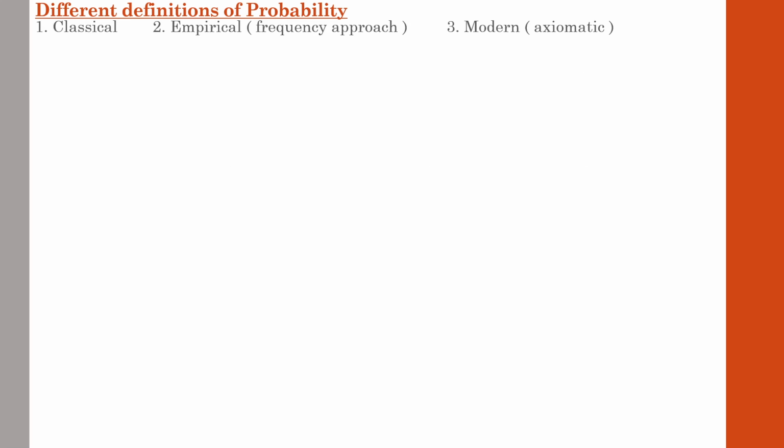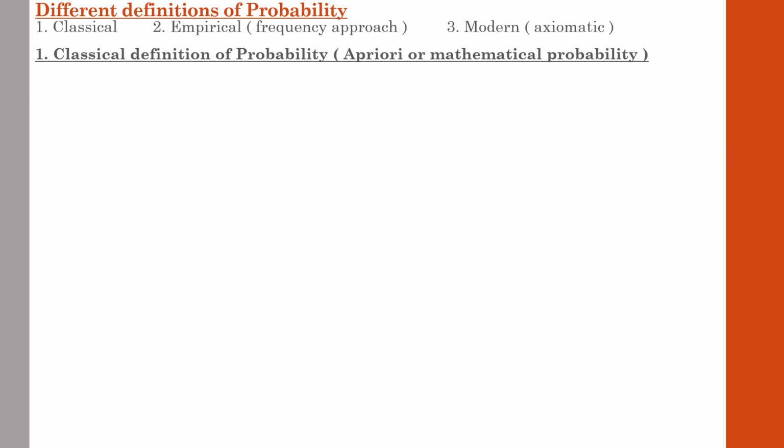These are the three major differences with regard to the definitions of probability. There is the classical definition of probability, another one the empirical definition of probability, and finally the modern definition of probability. We will be discussing each area in detail. First one, the classical definition of probability, otherwise known as a priori or mathematical probability concept.